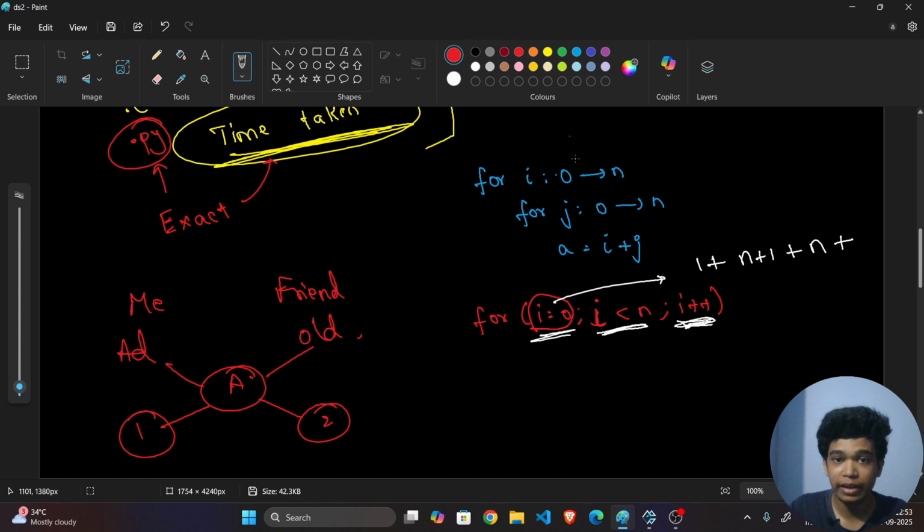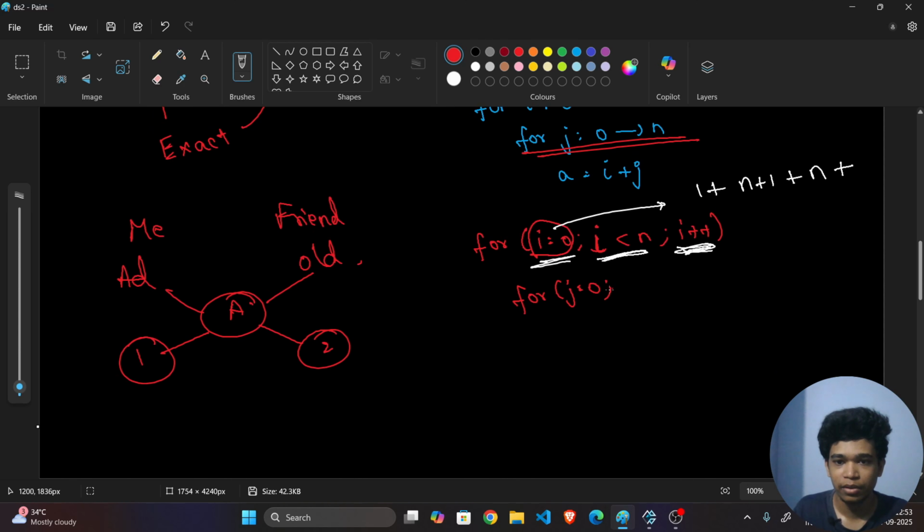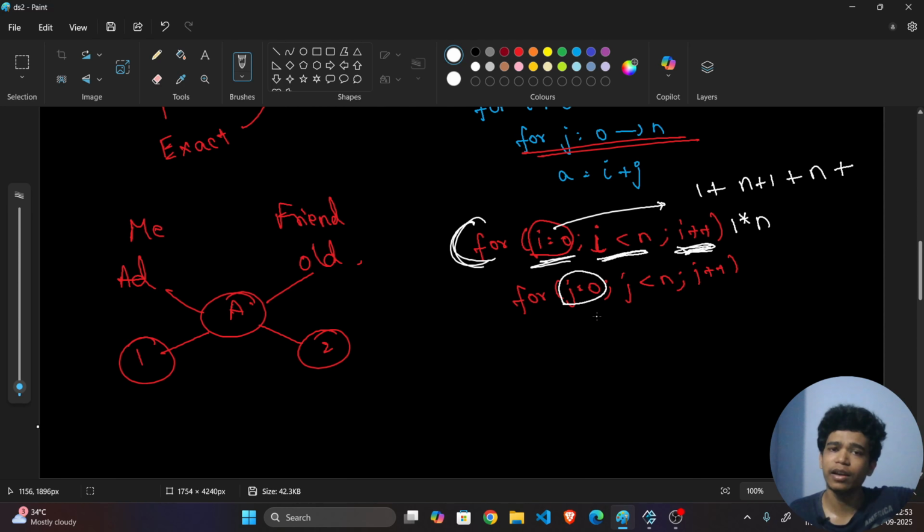Now we are going to take the next part. What's the next part? This. So let me write here: for j is equal to 0, j is less than n, j plus plus. Now tell me what is the initialization here? Here there is only the assignment j is equal to 0. But it is assigned n times, once for each iteration of this loop. Can you understand this? So it means 1 into n. For assignment it will be 1, but it will happen again and again, n times.